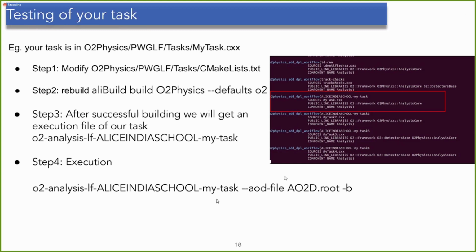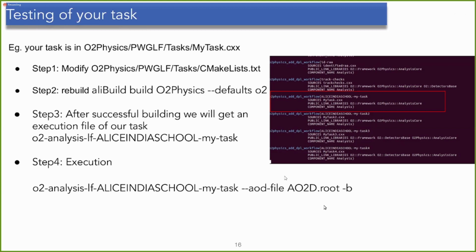So what is this command? First is the name of your executable task, that is o2-analysis-lf-alice-india-school-my-task. Then you need to add the option --aod-file, sorry, dash dash aod-file, which basically lets you run over some AOD file. Then you put the name of your AOD file. Then you need to put -b. This -b corresponds to running in batch mode.